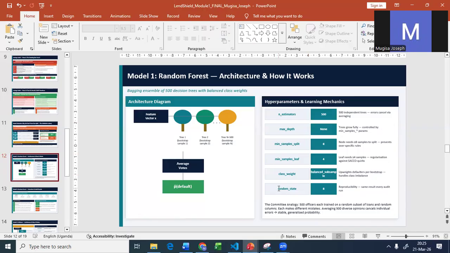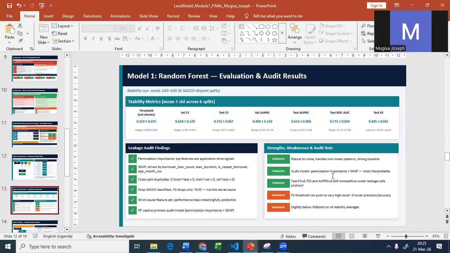So here we talk about the parameters. I'll just skip due to time. So this is how we run the evaluation and the audit results.